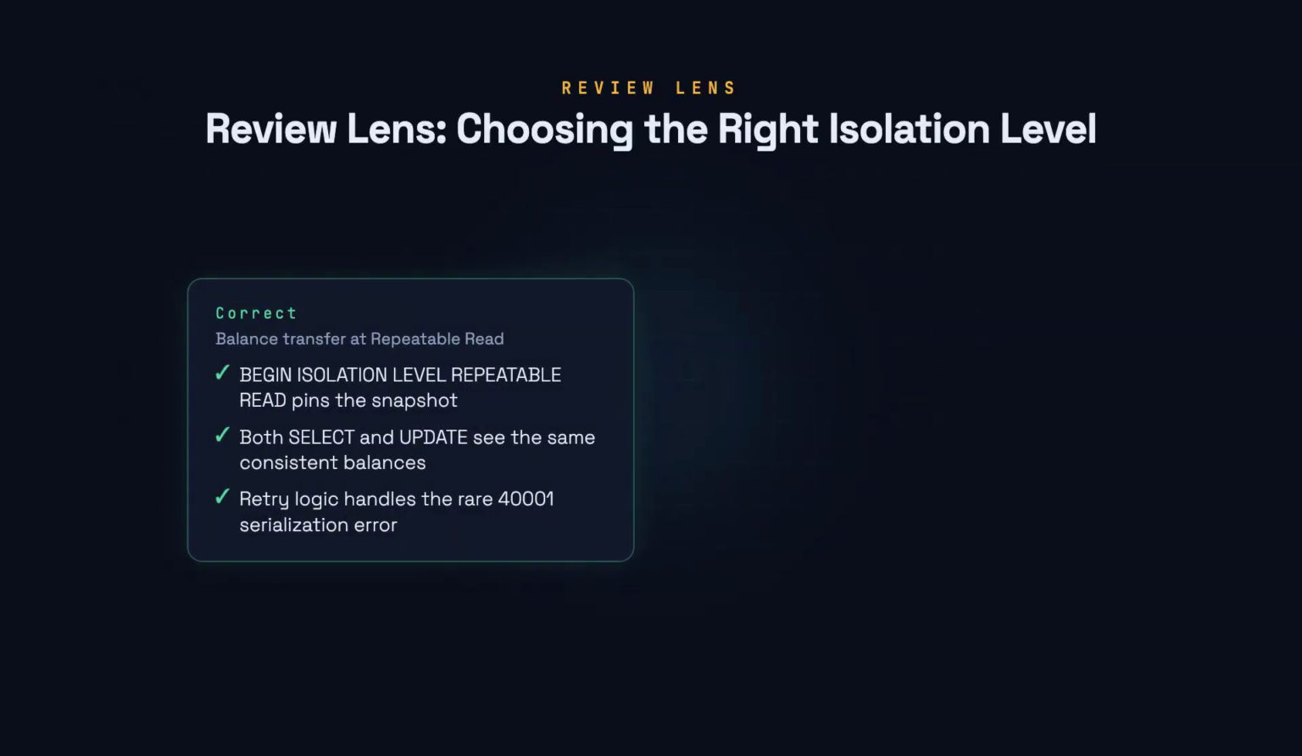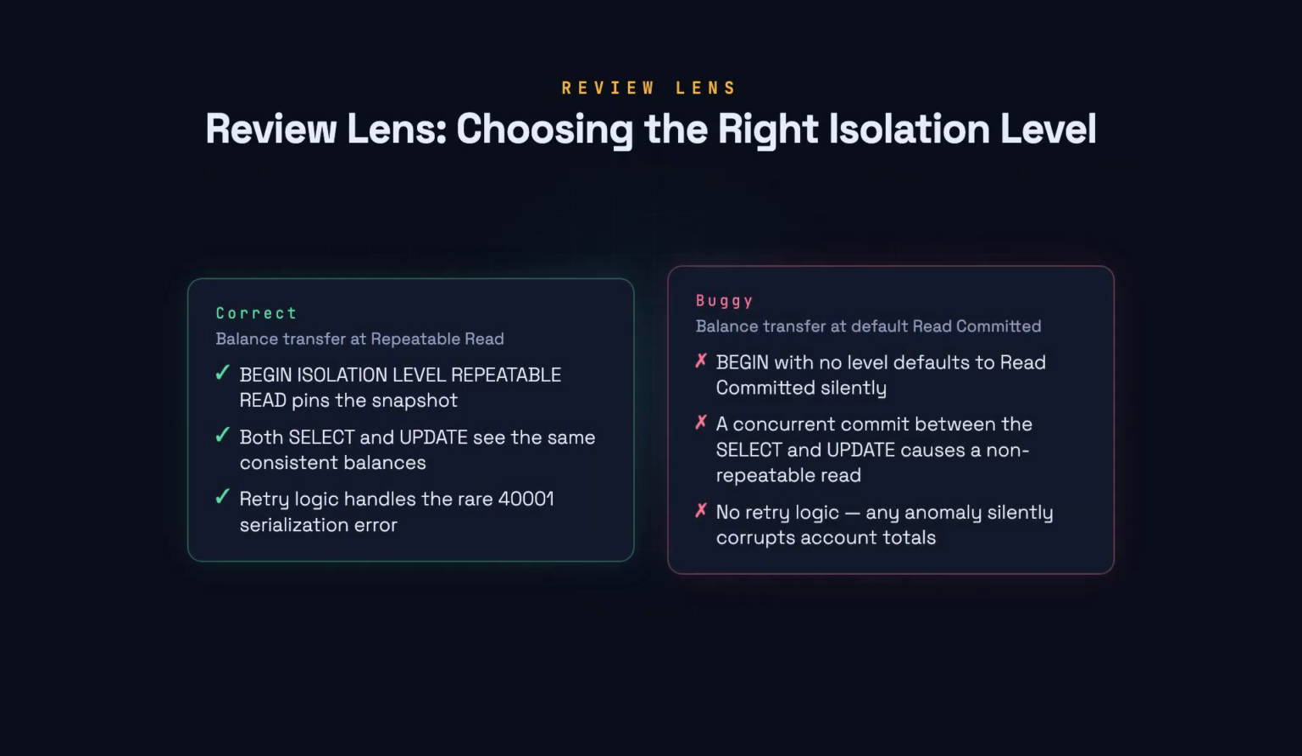When reviewing a balance transfer, the first thing to look for is whether the transaction explicitly sets its isolation level. Defaulting to read committed means the pre-transfer select and the update can observe different snapshots, allowing a concurrent transaction to slip in and produce incorrect totals.